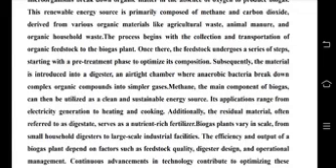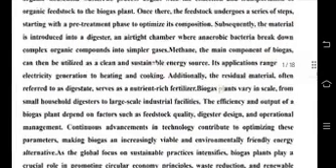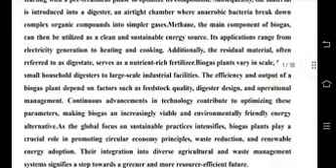Later, this methane is produced, which can be used for various purposes. Its applications range from electricity generation to heating and cooking. Additionally, the residual material, often referred to as digestate, serves as a nutrient-rich fertilizer. Biogas plants vary in scale from small household digesters to large-scale industrial facilities. The efficiency and output of a biogas plant depend on factors such as feedstock quality, digester design, and operational management. Continuous advancements in technology contribute to optimizing these parameters, making biogas an increasingly viable and environmentally friendly energy alternative.